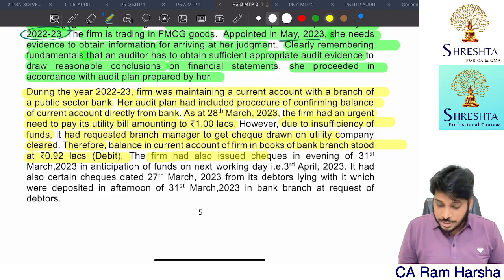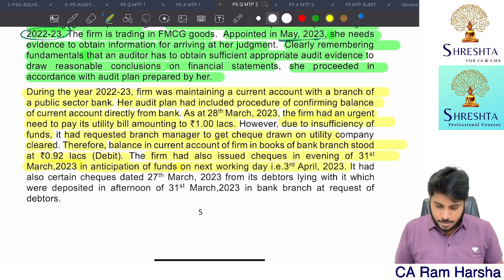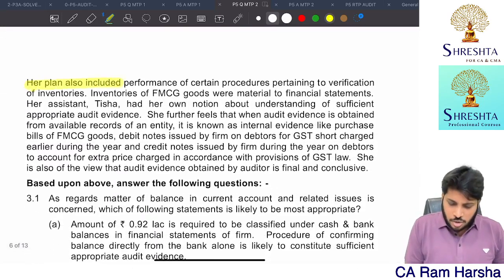The firm had also issued checks in the evening of 31st March, in anticipation of the funds on the next working day, that is 3rd April. It also had certain checks dated 27th March from the debtors, which were deposited in the afternoon of 3rd March in the bank branch at the request of the debtors. Her plan also included performance of certain procedures regarding verification of inventories. Inventories of FMCG goods were material to the financials.